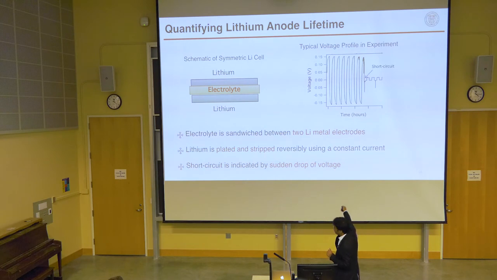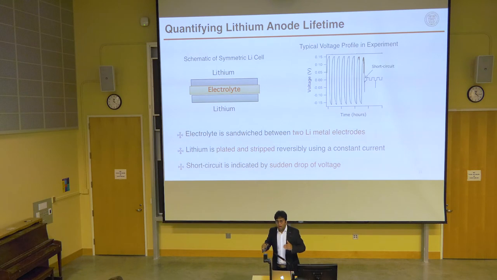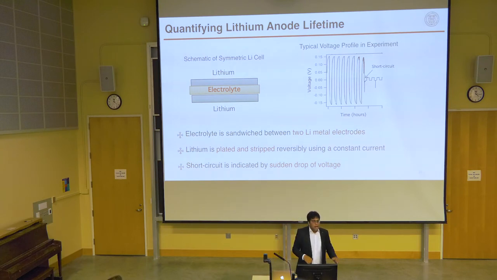and get this voltage profile. You will find that if there is a short circuit, or if the dendrite grows and both sides touch, then there is an electrical connection. So the resistance will immediately drop, which you can see as a drop, and that is the short circuit time of this electrolyte. You can use the short circuit time as the figure of merit to test different electrolytes.